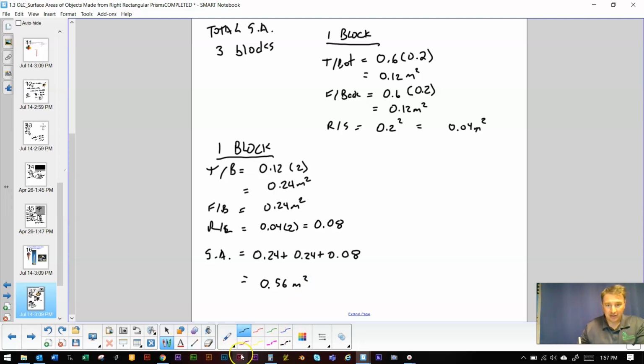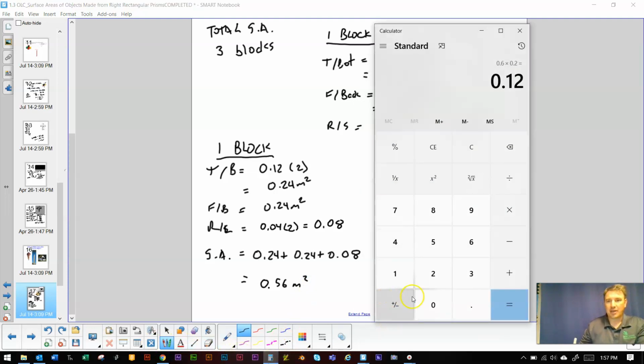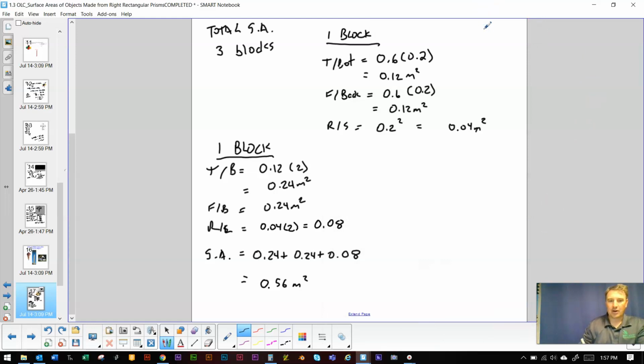Why not? Let's just double check the calculator and make sure I didn't make any mistakes there, okay? So if I check with my calculator, we've got 0.24 plus 0.24 plus 0.08. And that equals 0.56. So, well, that's good. We got that so far. This is one block, and that's important. Okay. But how many blocks do we have?